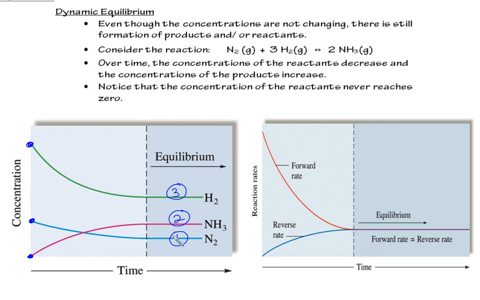Which again, kind of look at this second graph. Initially, you've got this thing going forward. Initially, we form mostly products. But then once the products become more concentrated, now the reverse will start to pick up. Until eventually these rates become equal. That's equilibrium. When the rate of the forward equals the rate of the reverse reaction.